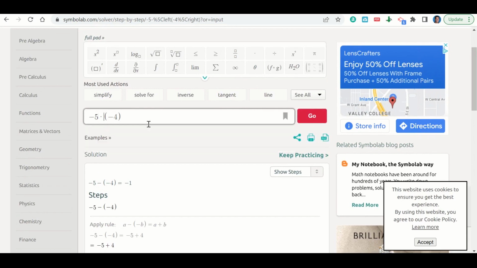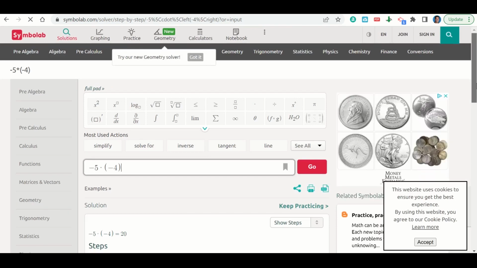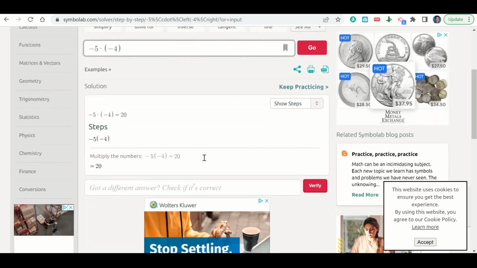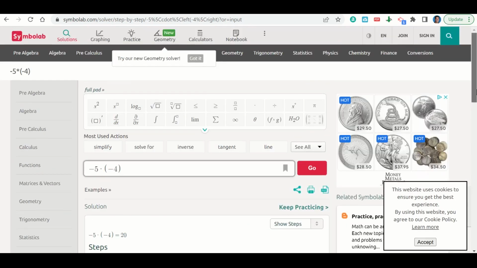So let's make it -5 times -4. We click go. It shows us here. We multiply them together and we get positive 20. So we can check our work anytime we need to using Symbolab for integer operations.